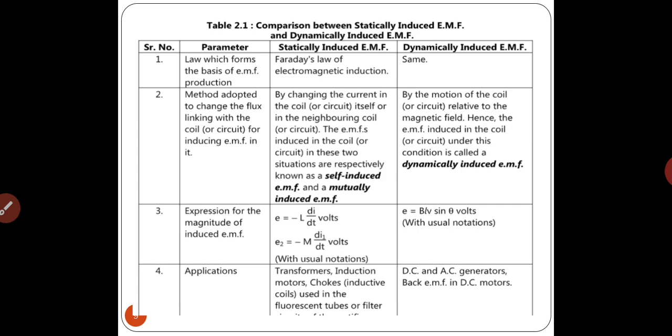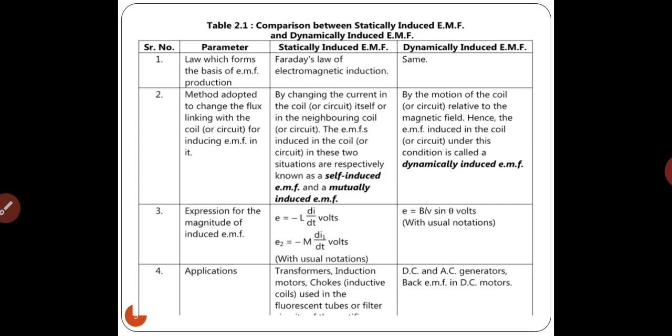Expression for the magnitude of induced EMF: E is equal to L into di by dt volts, and E2 is equal to M into di1 by dt volts, with usual notations. Whereas in the case of dynamically induced EMF, we have B L v sin theta volts. Then applications: for statically induced EMF, we have transformers, induction motors, chokes, inductive coils used in fluorescent tubes, and filters used in rectifiers.